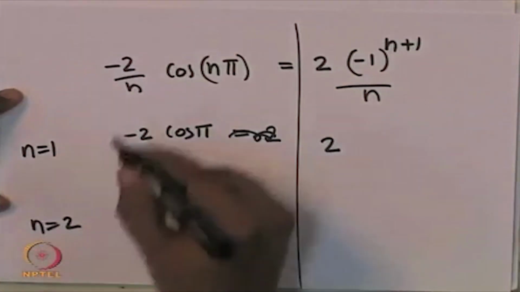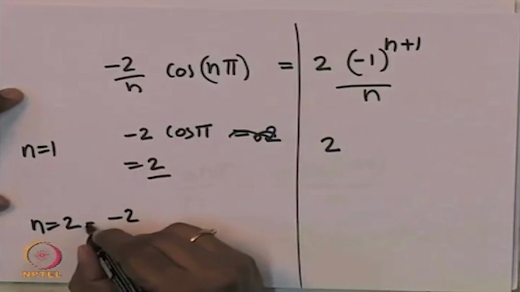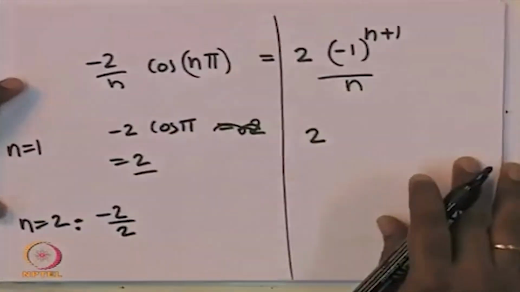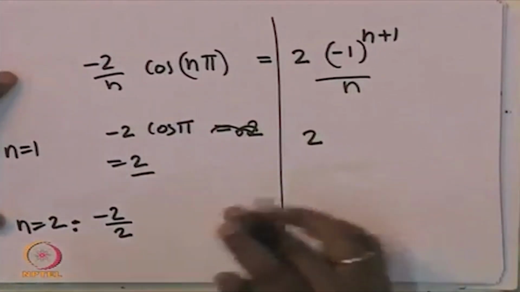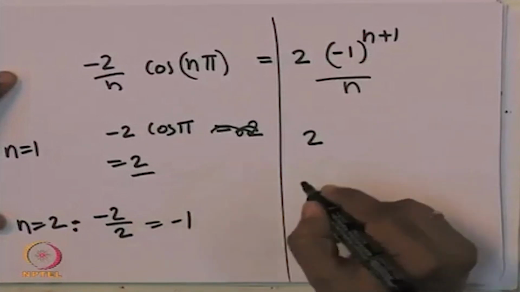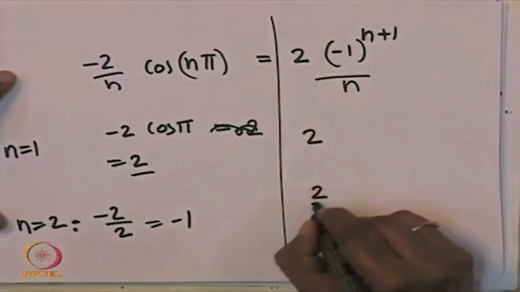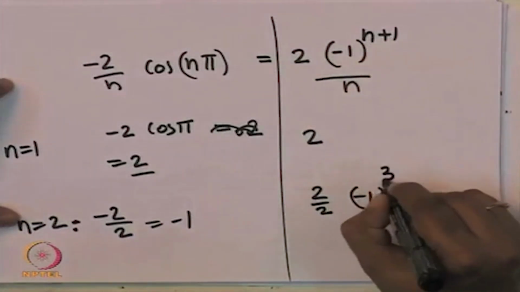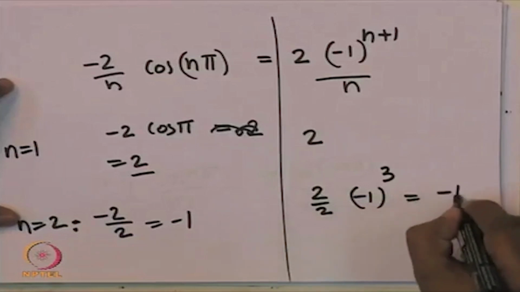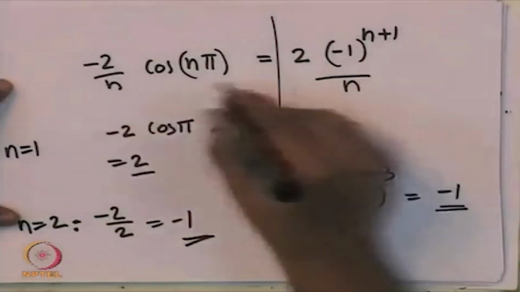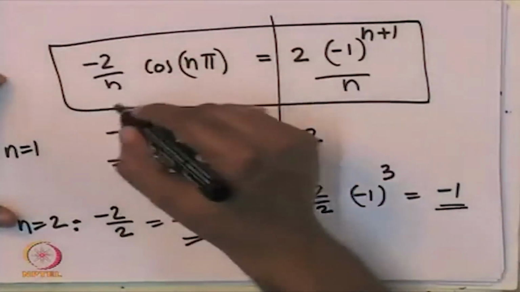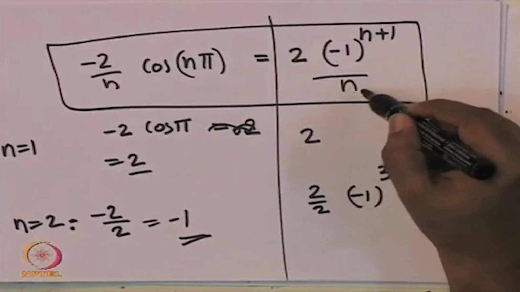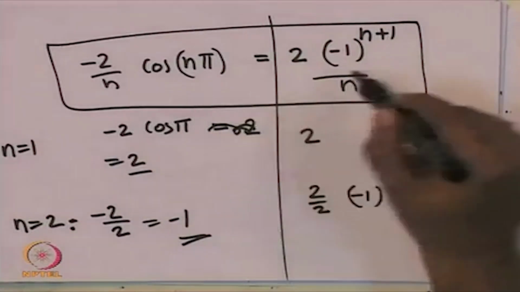Now, n equal to 2, here you get minus 2 by 2, which is minus 1, into cos 2 pi. Cos 2 pi is 1. So, you get minus 1. Here you get 2 by 2 into minus 1 whole power n plus 1, n is 2. So, this is 3, and 2 by 2 is 1, so you get minus 1. So, this and this are exactly the same. So, you can write minus 2 by n cos n pi as 2 into minus 1 whole power n plus 1 by n. So, this is a way of writing cos n pi.